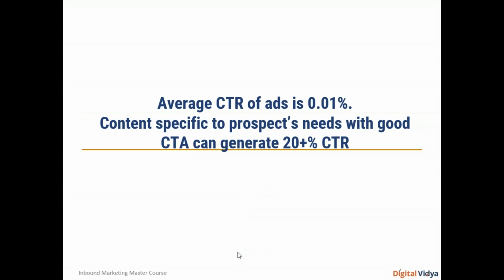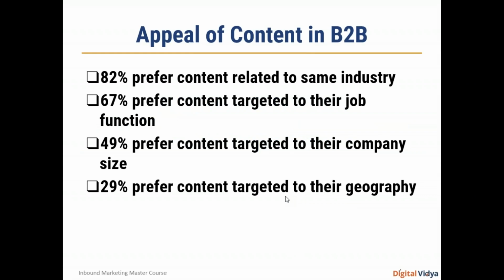Typically the click-through rate of an ad is 0.01%, which means one person out of 1,000 ends up clicking on an ad. But if your content is specific to the prospect's needs, with a good call to action, it can generate up to a 20% click-through rate, which is quite a big number, right?